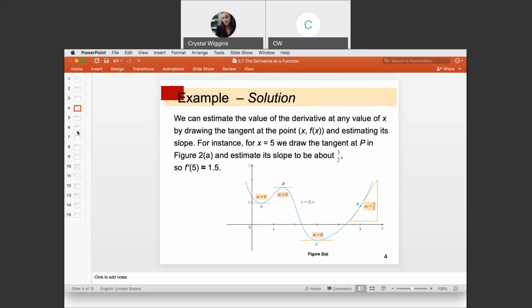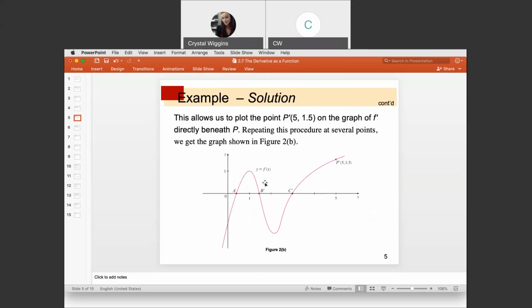Now, where did we get these pretty curves from, and how do we know how far up or how far down to draw? That we haven't learned yet, so if you're confused about that, don't be. We will learn that in a future section.